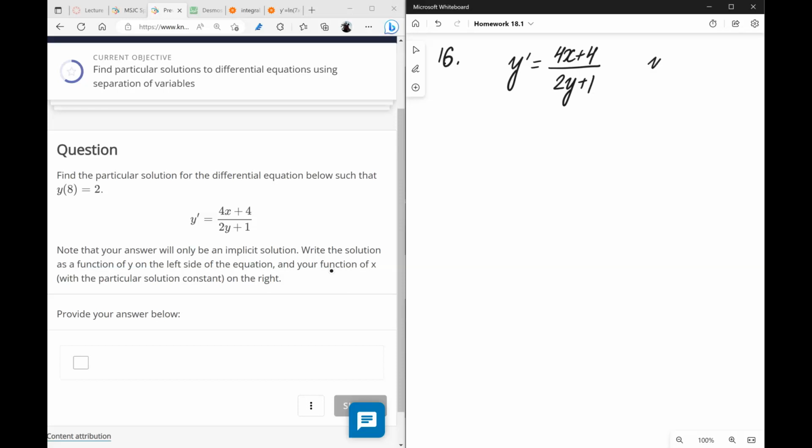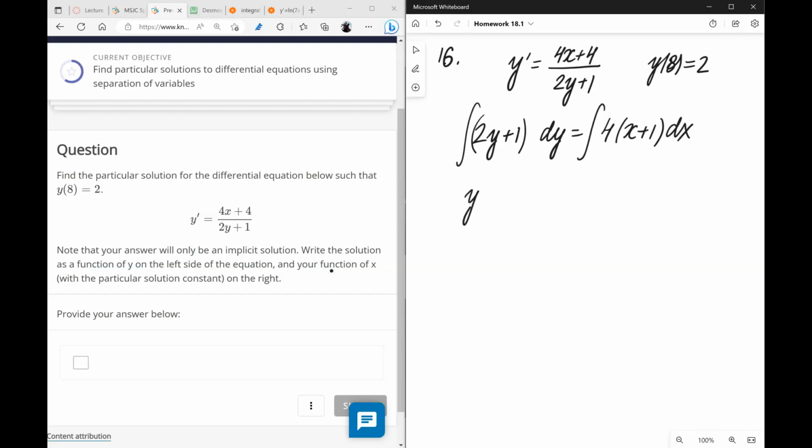Another separable equation, which is an initial value problem, and we separate the variables. Integrate, so we have y squared plus y equals 4 times, I guess it's better not to factor here, so we have 2x squared plus 4x plus c.